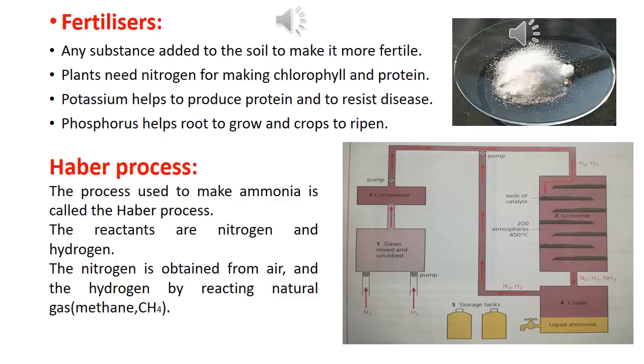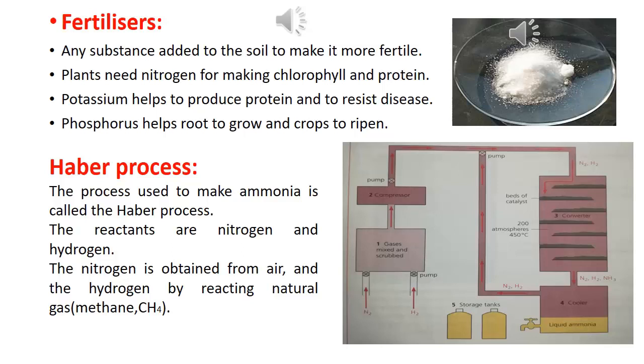So plants need nitrogen for making chlorophyll and protein. Potassium is another fertilizer which helps to produce protein and to resist diseases occurring in the plants. And phosphorus helps roots to grow and crops to ripen. What do you mean by ripen? The stage from vegetable to what? Fruit stage. So fertilizers are very important for the soil.